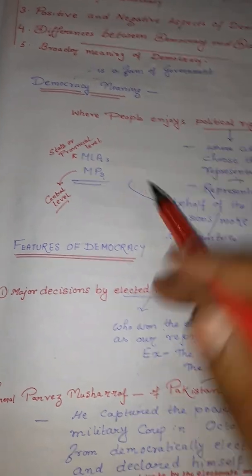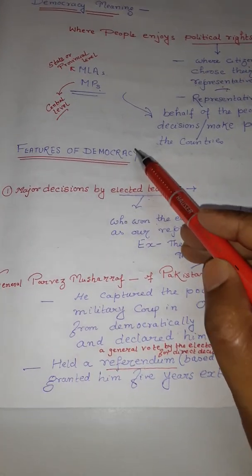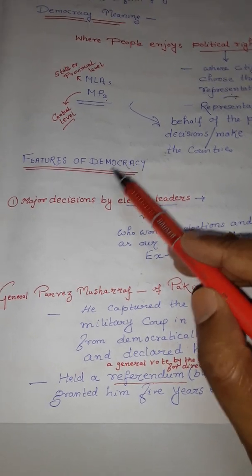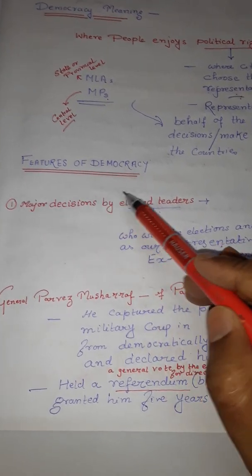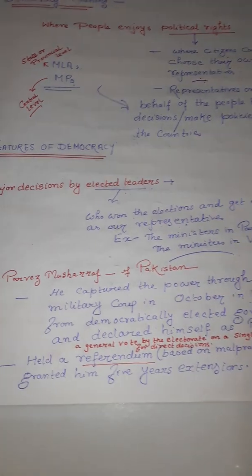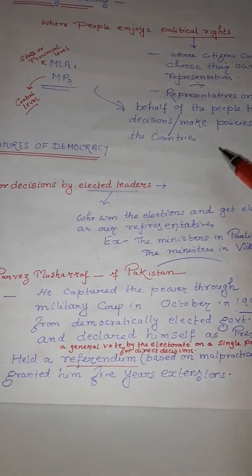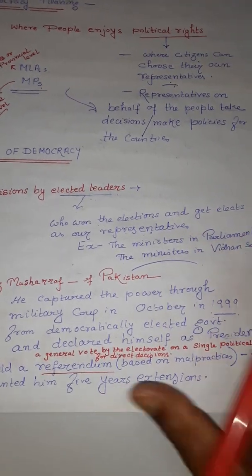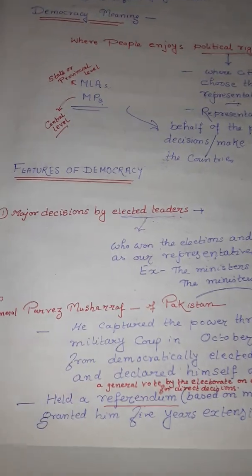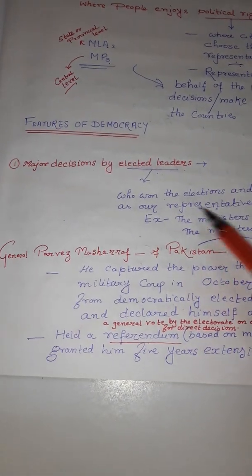Now, next topic you need to cover is the features of democracy. Now, one of the features of democracy is major decisions by elected leaders. That means elected leaders are those who win the elections and get elected as our representatives. Now, definitely the ministers are the elected representatives who make laws for the country. Now, under this topic, we need to cover the story of General Pervez Musharraf.